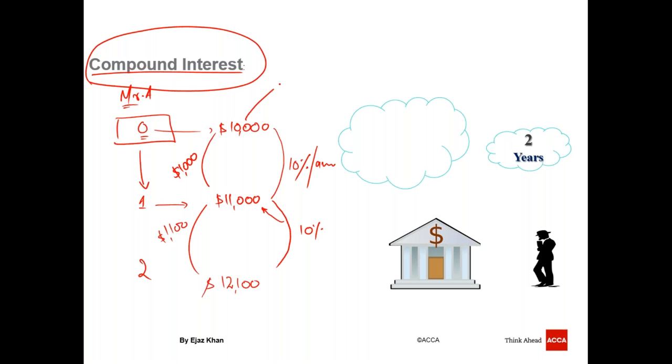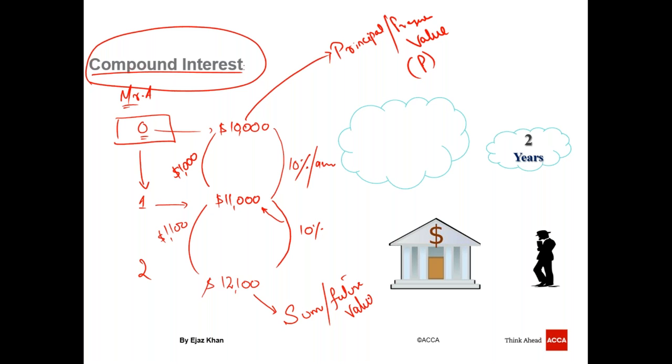Now, the amount invested initially will be denoted by P, which can be called the principal, or we can also call it present value. The amount that Mr. A is going to receive after the end of the project will be called sum, or we can also call it future value, and we can denote it by S. The rate of interest will be denoted by R, and the number of periods will be denoted by N.